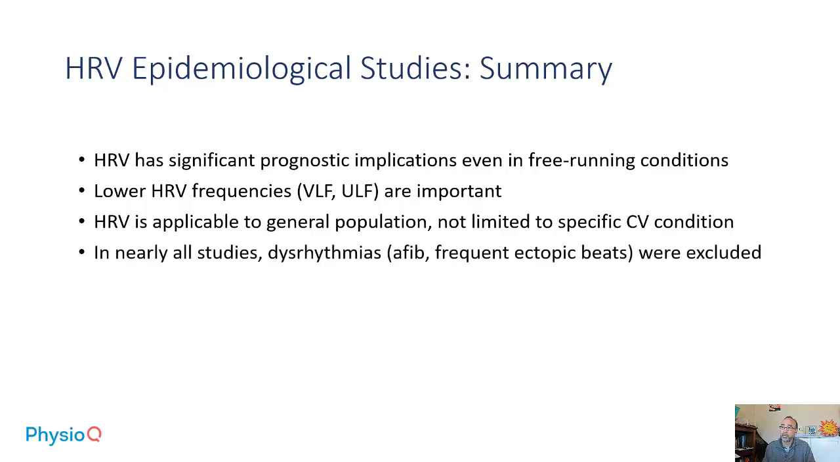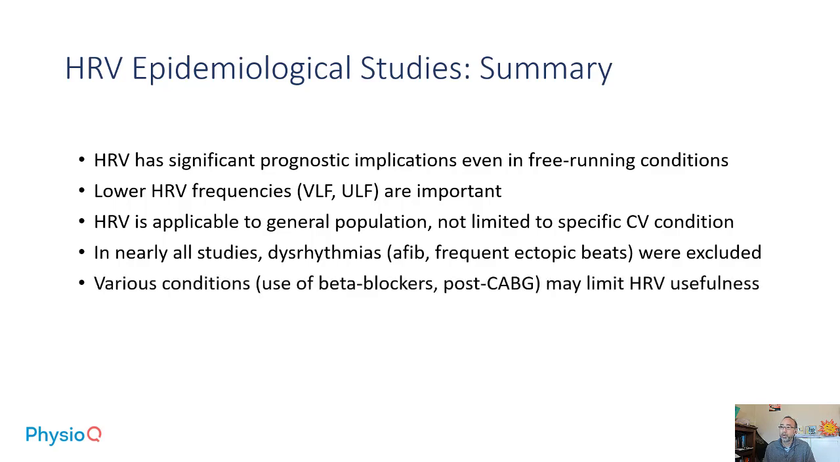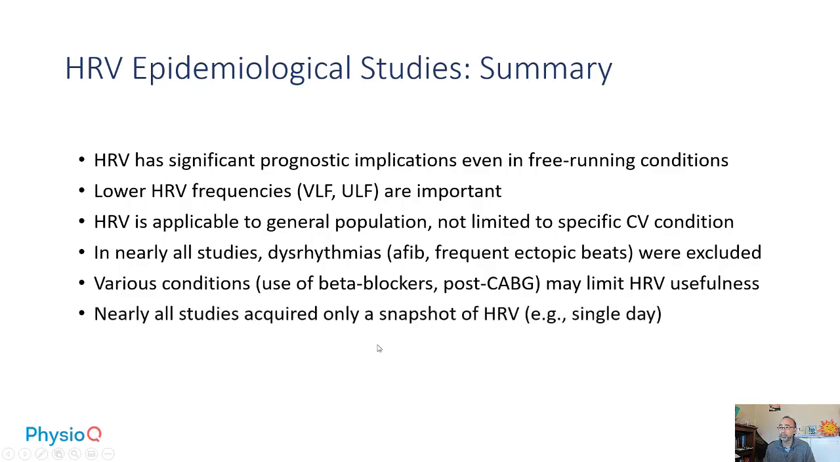In nearly all studies, dysrhythmias such as AFib and frequent ectopic beats were excluded. And various conditions such as use of beta blockers post-CABG may limit HRV usefulness. Now, I didn't really go into the details because I didn't have time to go over this in a 1-hour talk. But post-CABG particularly can significantly diminish heart rate variability even up to months afterwards.